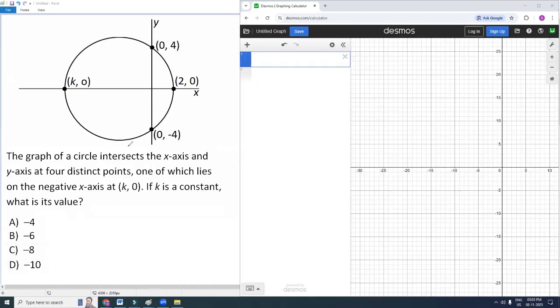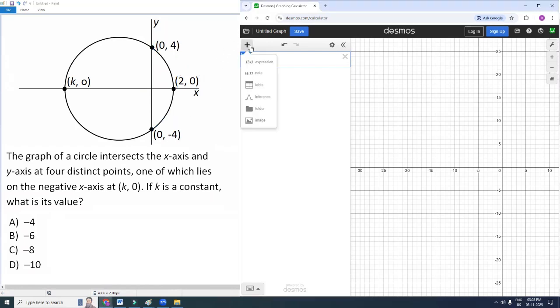Here we have the next problem. The graph of a circle intersects the x-axis and y-axis at 4 distinct points, one of which lies on the negative x-axis at k, 0. If k is a constant, what is its value? Here we have 4 points on the circle, and one of the points, that is k, 0, contains an unknown constant k. Now let's take these 3 points as input in Desmos.